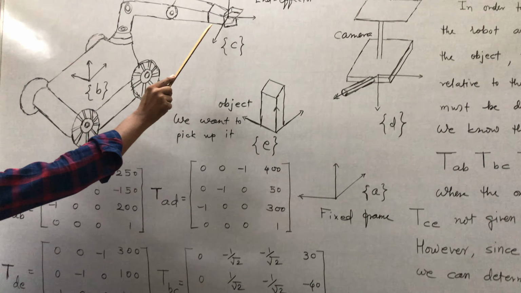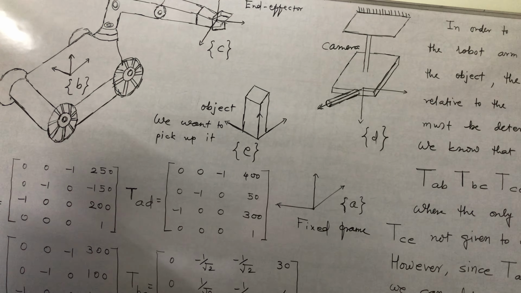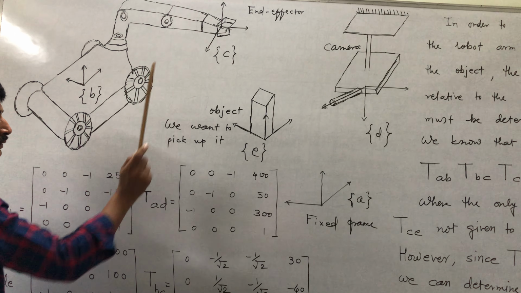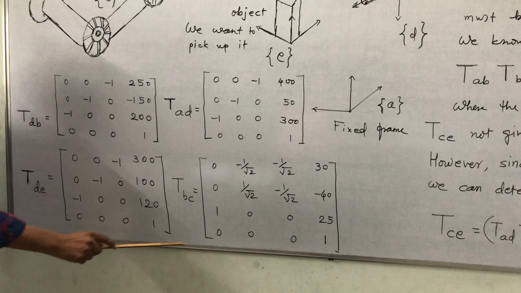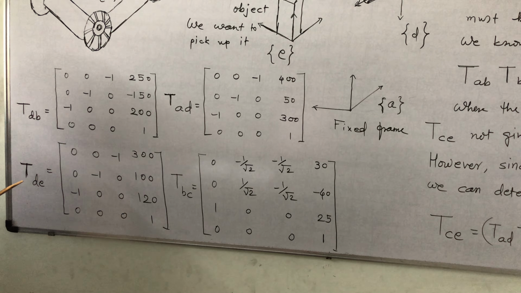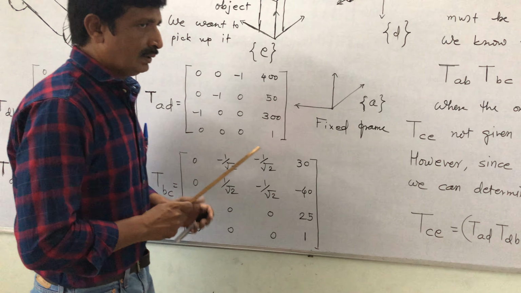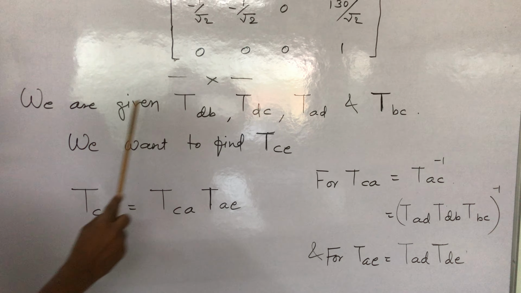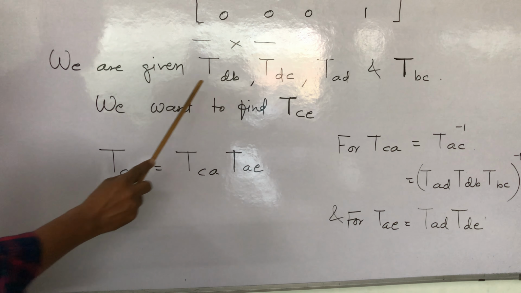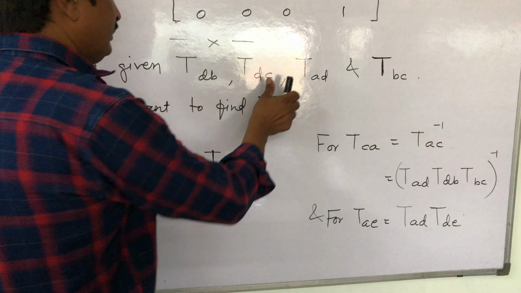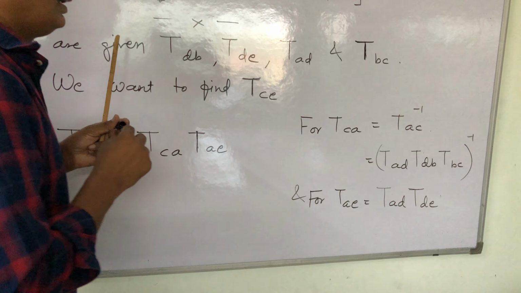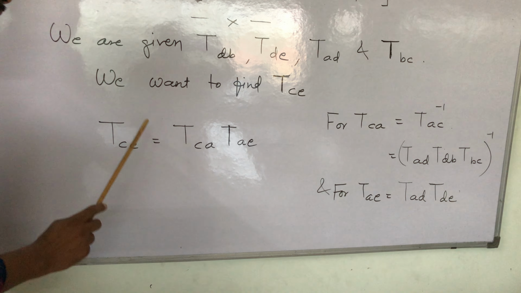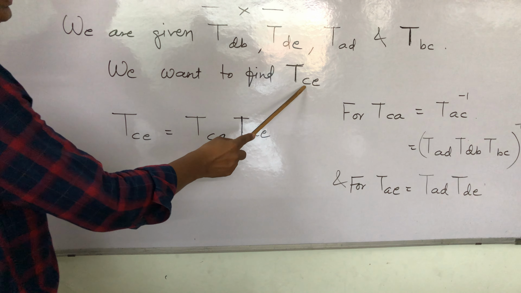And we want to pick up this object, which lies on the floor. The object frame is E, and the end-effector frame is C. So from these 4 matrices, we want to find TCE. Here, we are given TDB, TDE, TAD and TBC. These 4 matrices are given, and we want to find TCE.